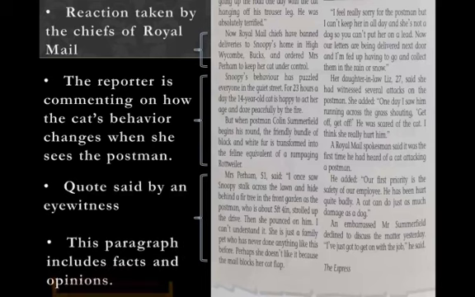Brand. This paragraph, yes, this paragraph includes facts and opinions. Okay, so our newspaper reports, they just mostly are made of facts because the reporters are telling a real story about anything. Okay, so but here the last sentence, perhaps she doesn't like it because the male blocks her cat flap. This is an opinion sentence.